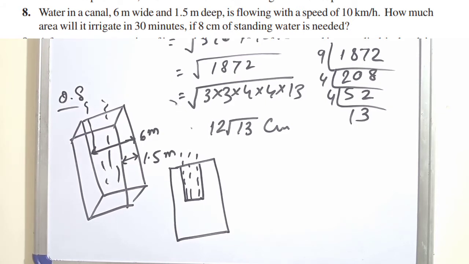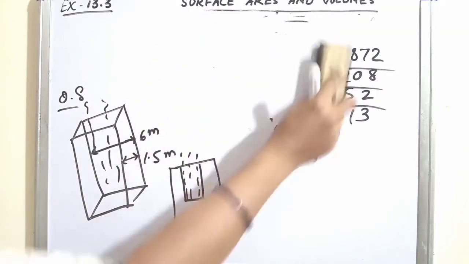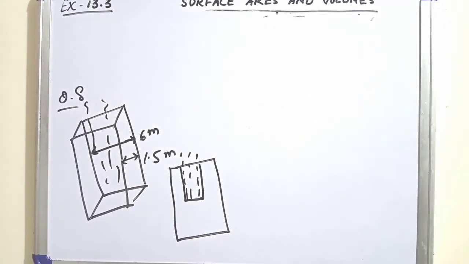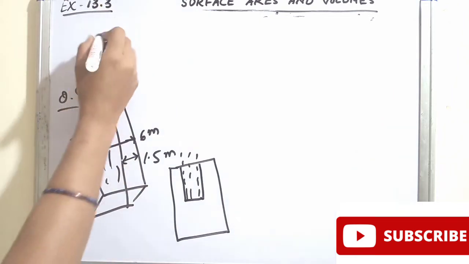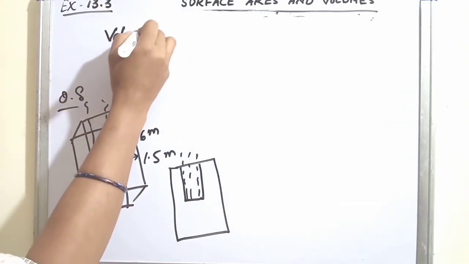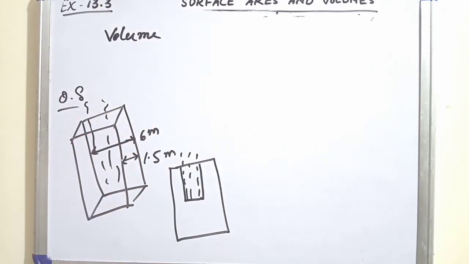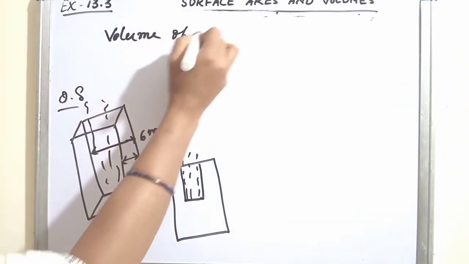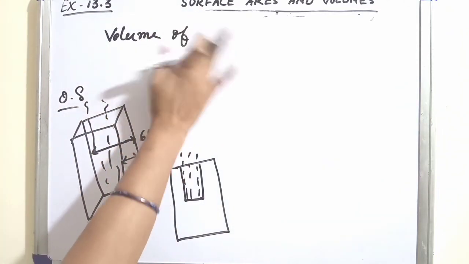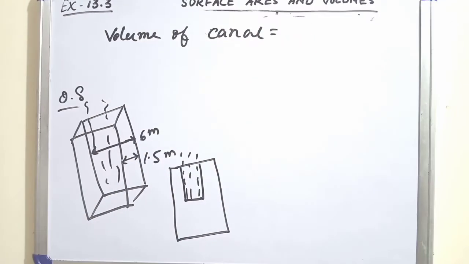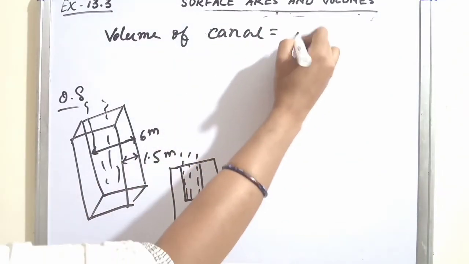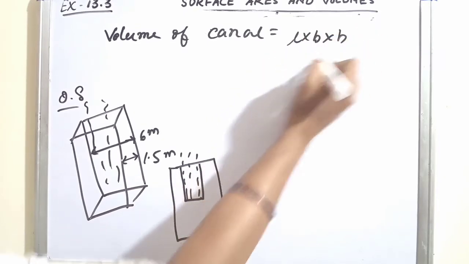So this type of question, at first find the volume of this canal. So what's the volume of this canal? I'm just doing the main calculation. Volume of canal is equal to L into B into H.